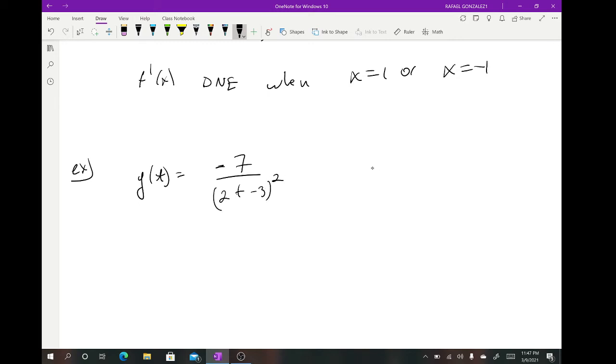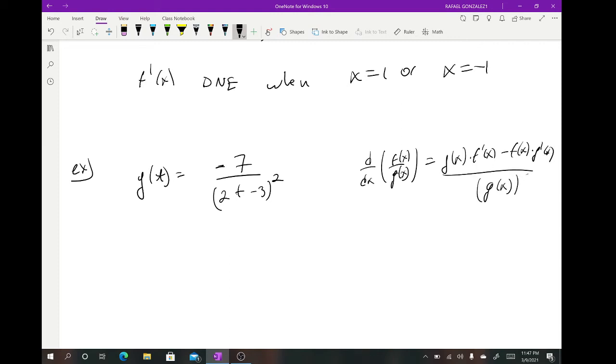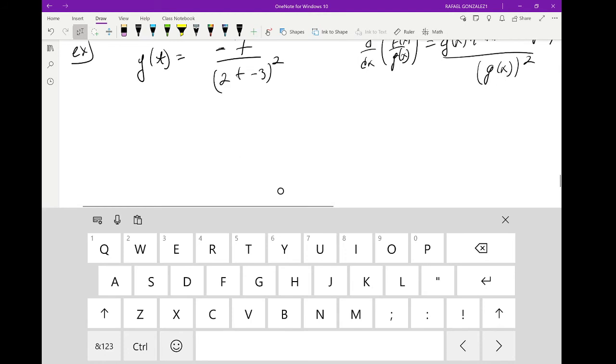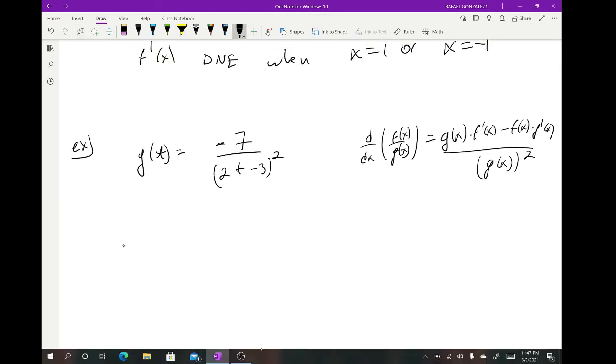So let me remind you once more, in this particular problem, when we're taking the derivative of something like f of x over g of x, we could use the quotient rule that says, g of x times f prime of x minus f of x times g prime of x divided by g of x squared. So we could use the quotient rule, but we could also use the chain rule, and this is what I prefer to do. I prefer to simply rewrite this.